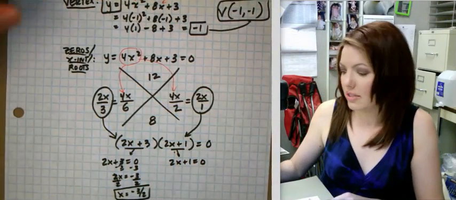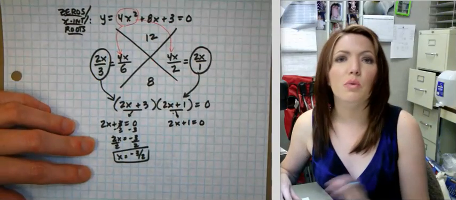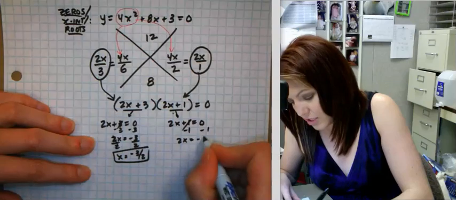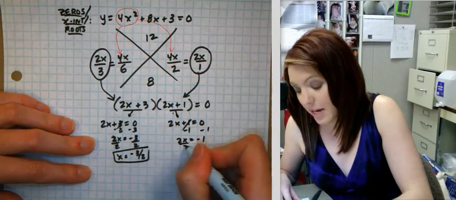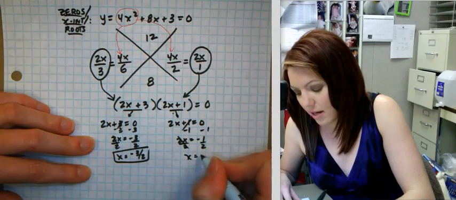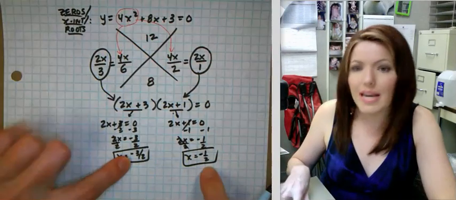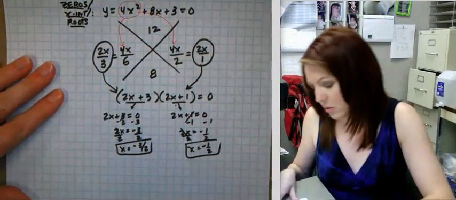Yes, it's a fraction, but that's okay. Fractions work just the same as every other type of number. Don't be afraid of fractions. I know sometimes it's easier said than done, but try. So those are our two x-intercepts: -3 over 2 and -1 over 2.